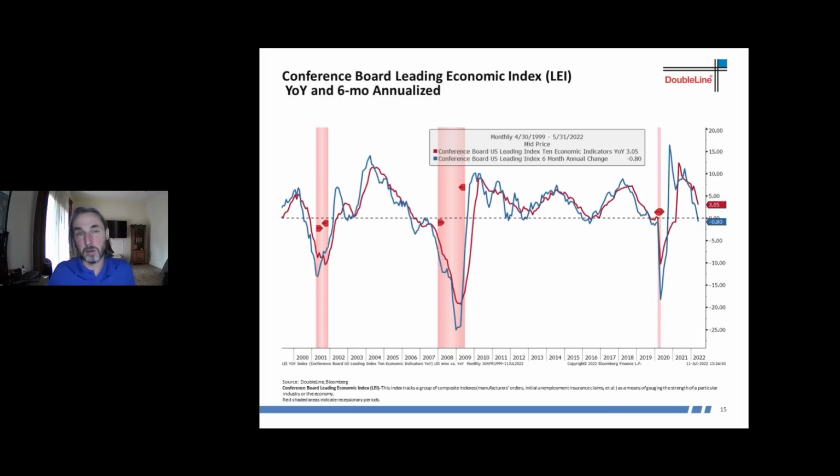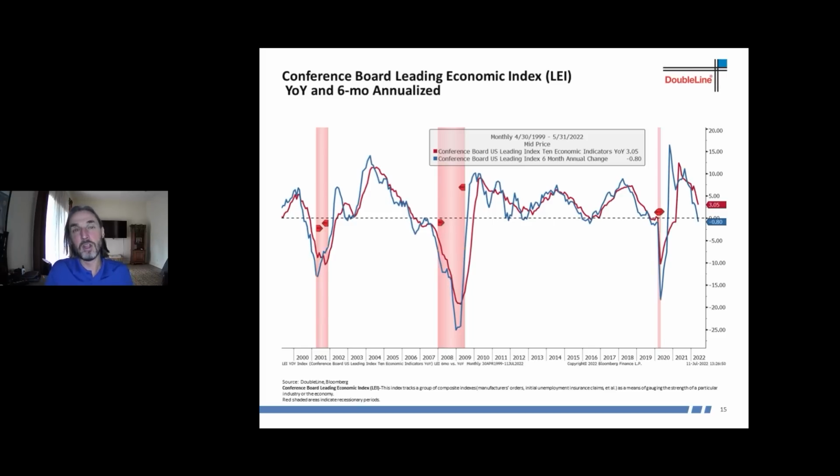One other thing, we like to follow our leading economic indicators. The Conference Board does a good job of putting these out. These are what we call necessary but not sufficient indicators. It's necessary for them to go negative in order to have a recession, but just because they go negative, it's not a sufficient condition to say that you are in a recession.